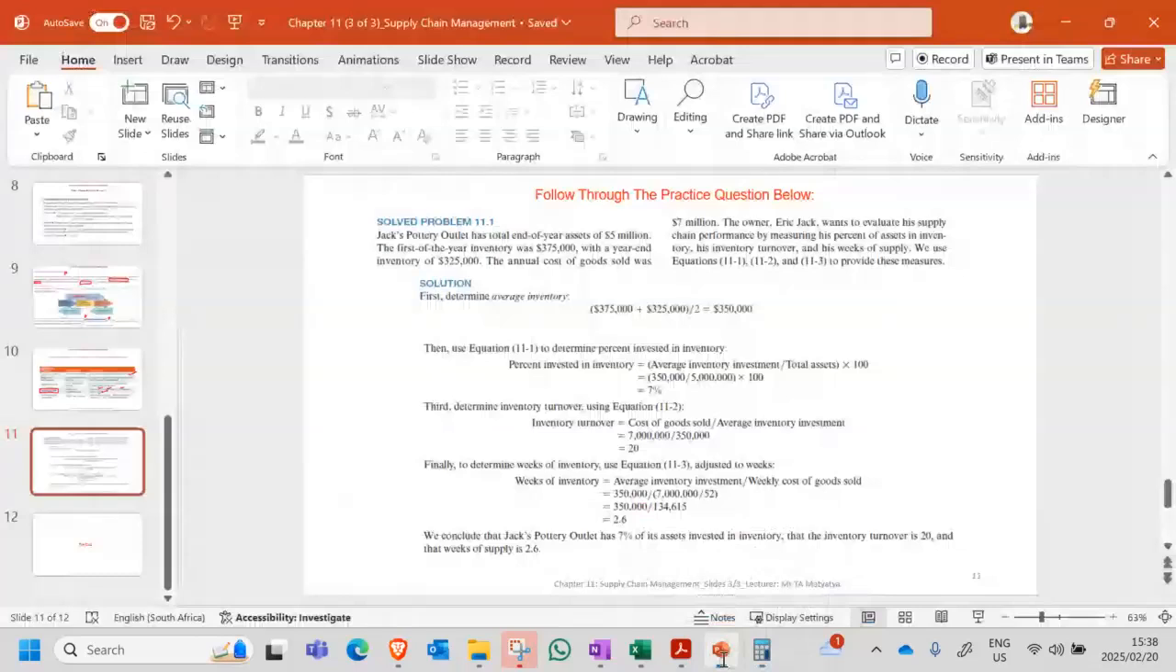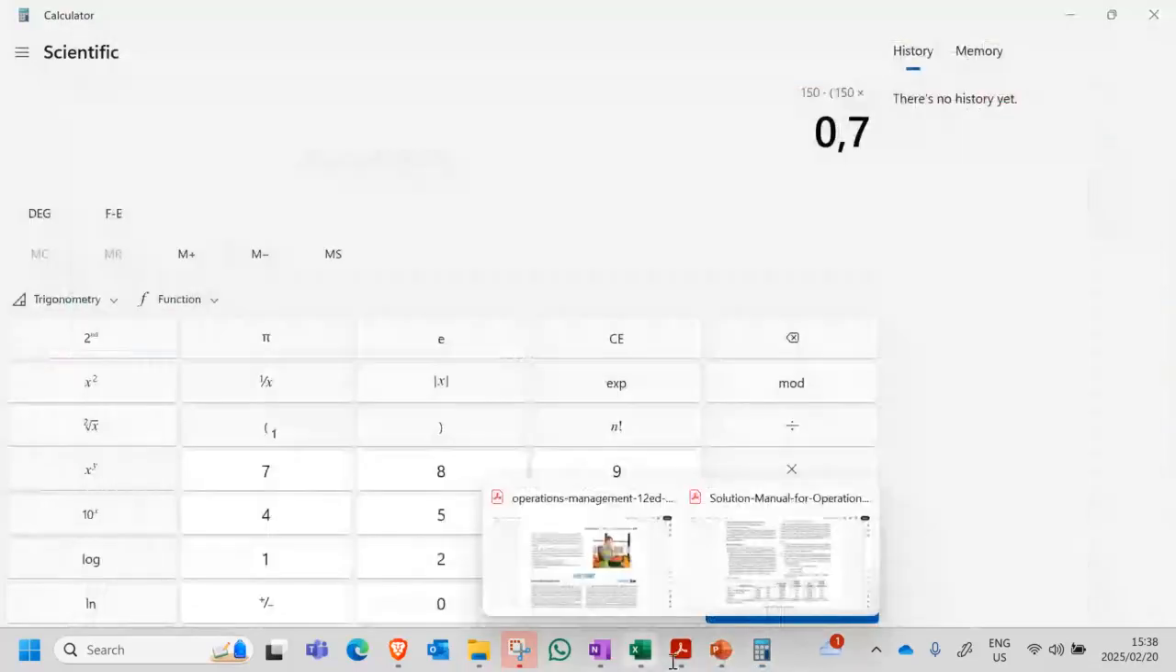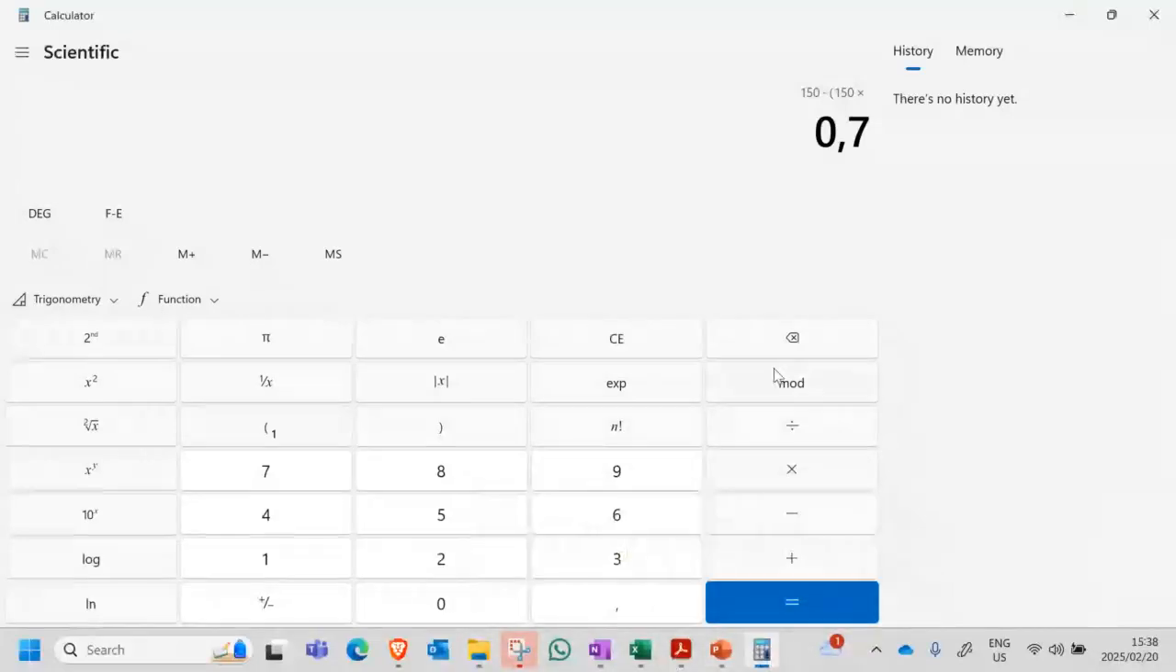open bracket, 150, multiply by 0.7. Remember, in our case now, the mixing exercise is 0.6. Cancel 0.6, close bracket, minus.